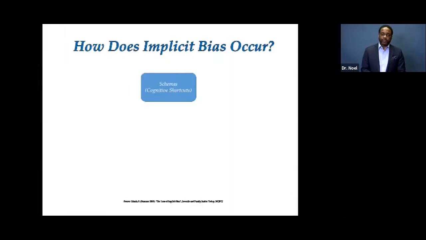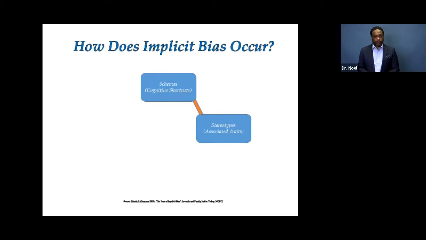How does implicit bias occur? Well, it starts with something called schemas or cognitive shortcuts. Every experience that we have, we store it in our mind. Sometimes it lays dormant for a long time, but sometimes we'll have an experience with someone of that same ethnic background, and we'll go to that schema. Then we will automatically associate traits with that person or with that experience. And those traits, we call them stereotypes. We start stereotyping people based on those cognitive shortcuts that we just had.